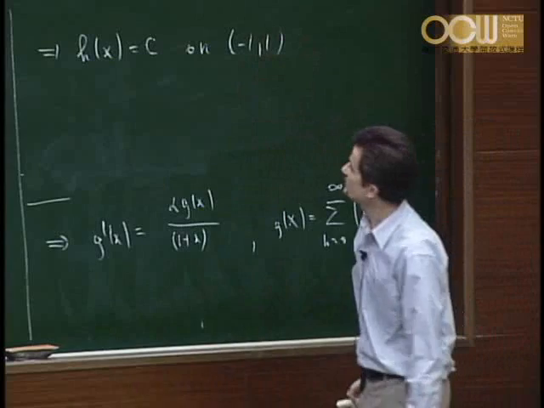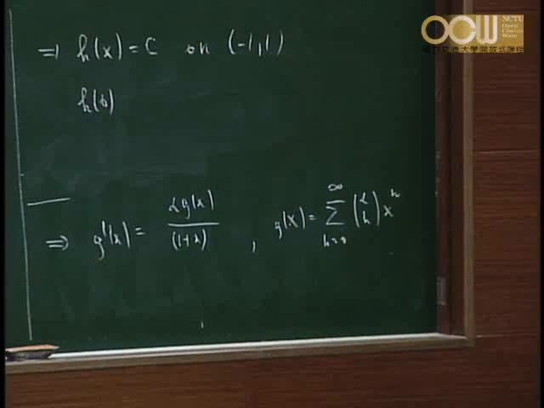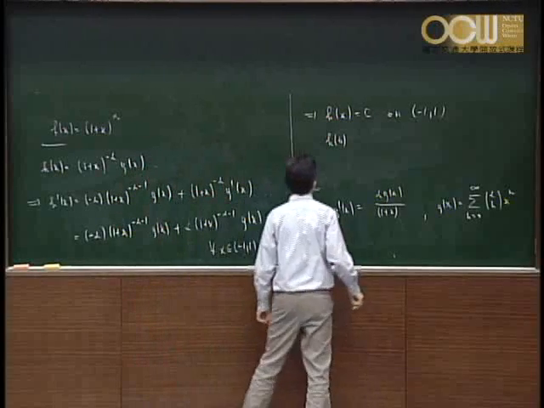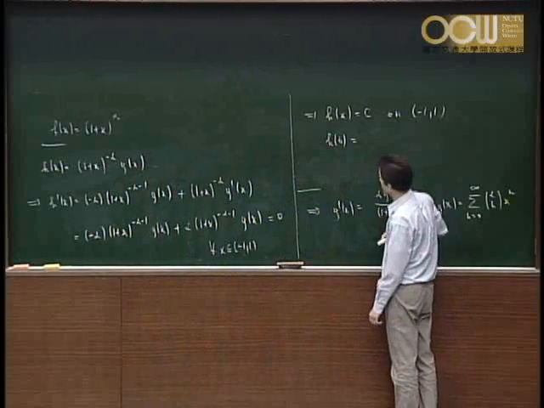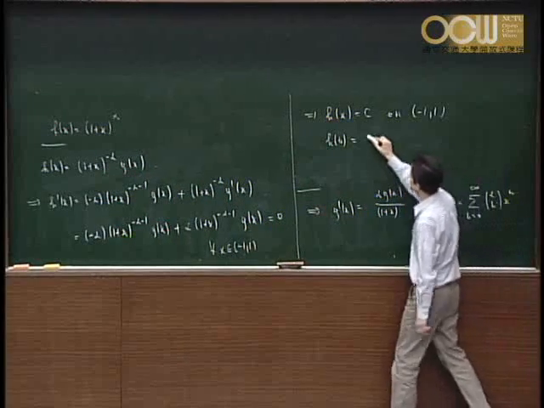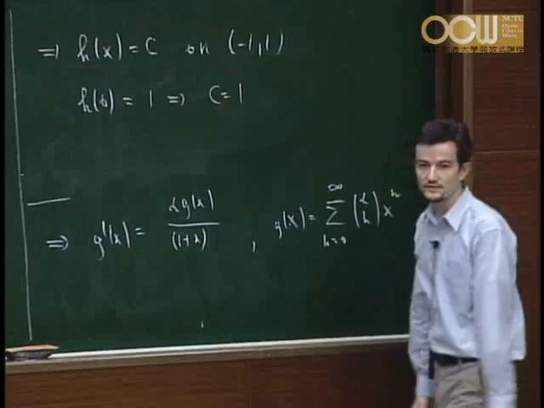But this constant is easy to compute, because you notice h of 0, what is h of 0? It is 1 times g of 0. And g of 0, you just plug in here, you see it is equal to 1. Okay, so h of 0 is 1. So from this you get that the constant must be equal to 1.